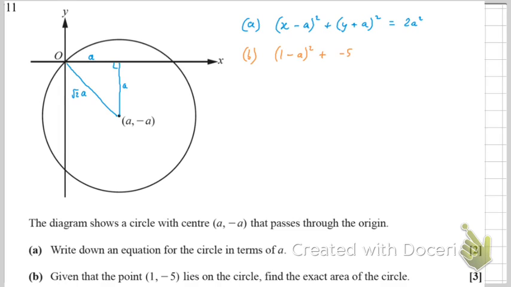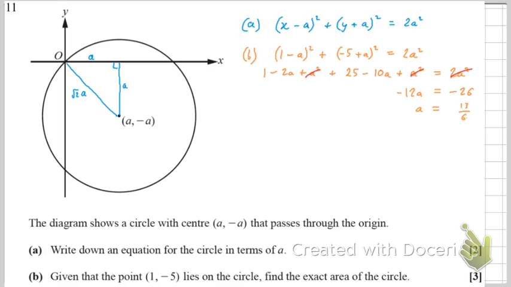So x is 1, y is minus 5, expand, and then simplify. The a squareds on both sides of the equation cancel. That shrinks down to minus 12a equals minus 26, and therefore a is 13 over 6.